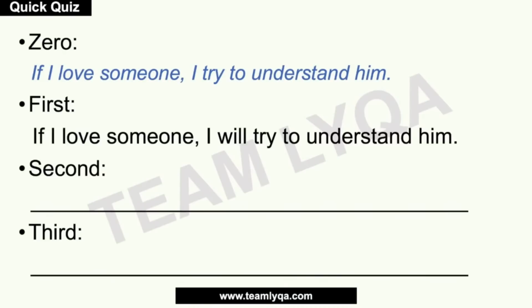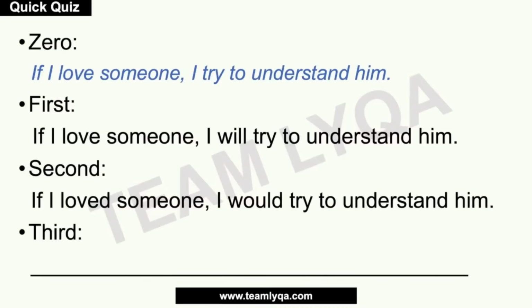Okay? Now, yung second na conditional tayo. Okay? Again, same thing, loving someone and trying to understand him. Ano mangyayari? Ganito siya. If I loved someone, I would try to understand him. Bakit? Kasi again, yung first part magiging simple past na siya. So, yung love magiging loved. If I loved someone, tapos yung will magiging would, basically. Okay? So, I would try to understand him. Okay? Kasi ang structure natin is if past simple, comma, would, and then yung infinitive.